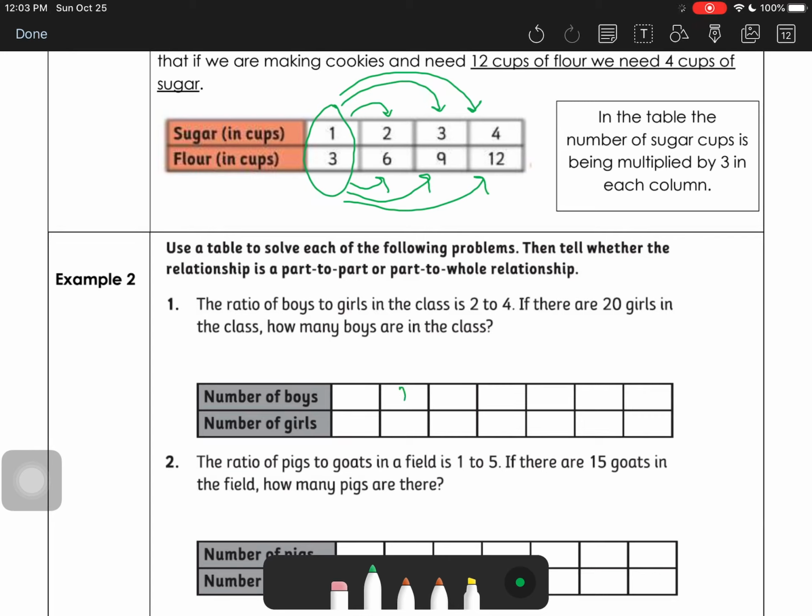So if we move over and we put 2 to 4, if I were to divide each of these by 2, we'd have a ratio of 1 to 2. So we could go 3 to 6 by multiplying by 3. By multiplying by 4, we could go 4 to 8. By multiplying by 5, we could go 5 to 10, and so on until we get all the way up to 20 girls. What we need to figure out is, what did I multiply 2 by to get 20? And I multiplied by 10. So I could also multiply the boys by 10. 1 times 10 would be 10.